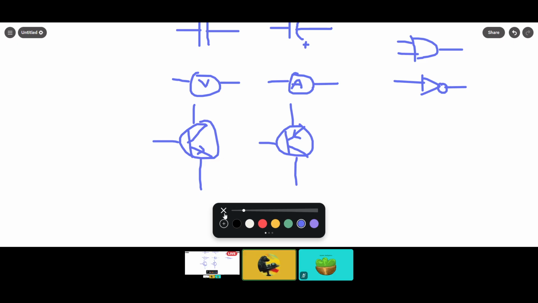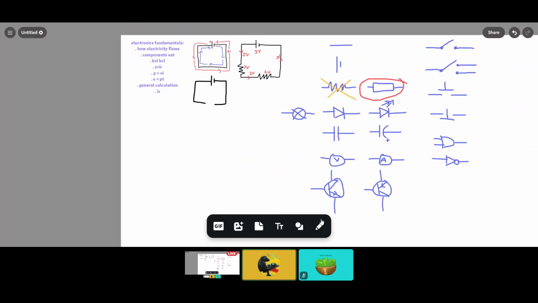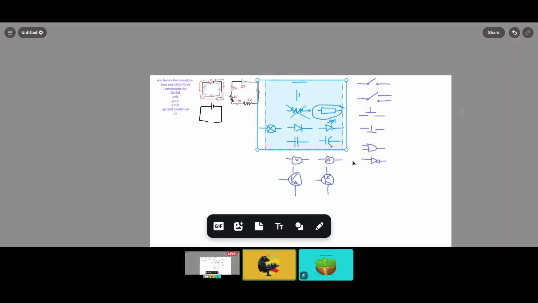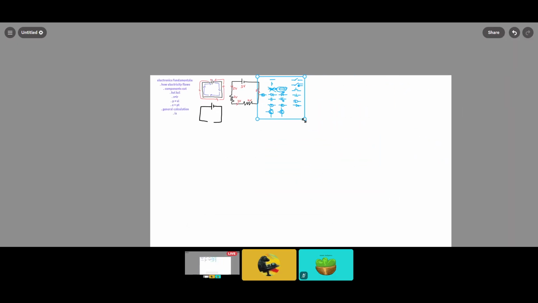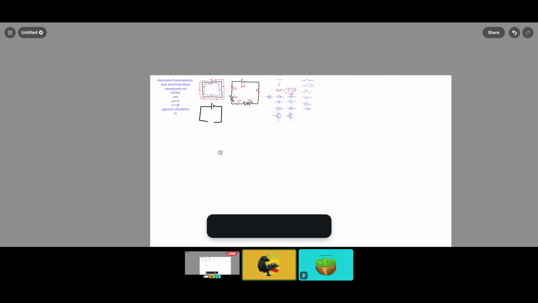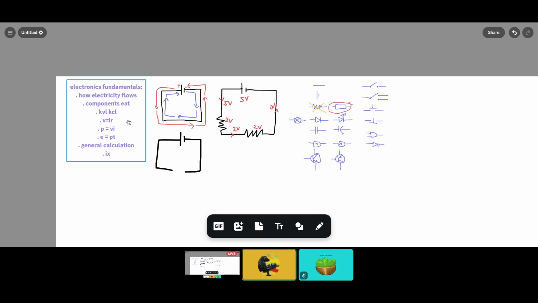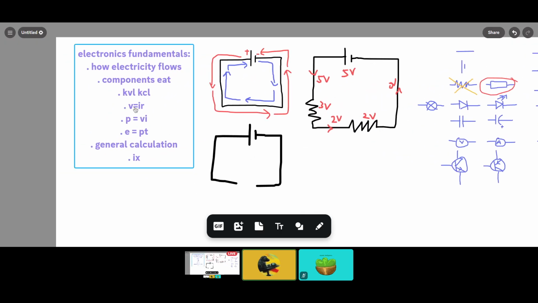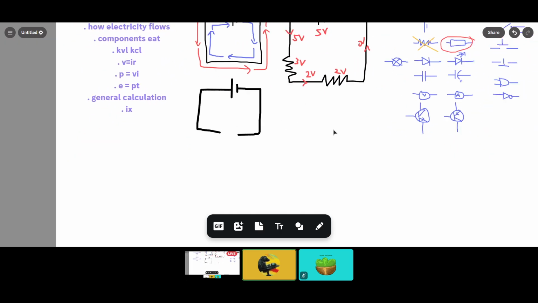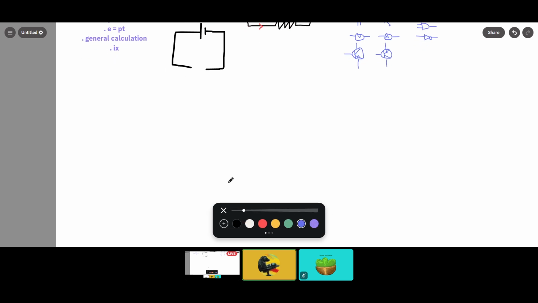All right, that's simple. So I'm going to move on now. Let's make this smaller first. Okay, the order is wrong here. I'm actually going to move on to V equals IR now. Okay, so what is V equals IR?